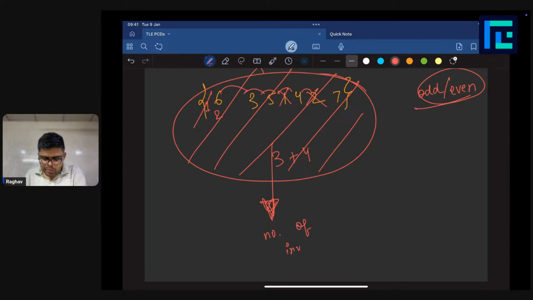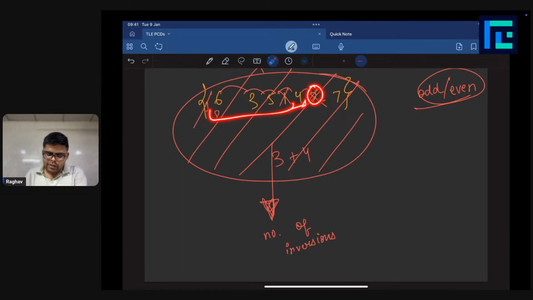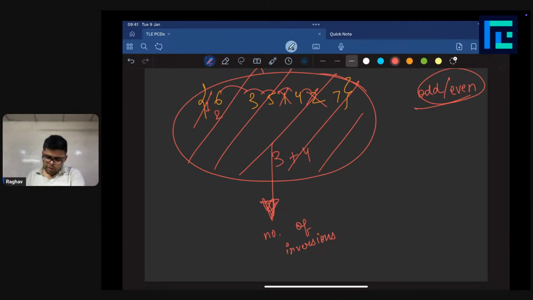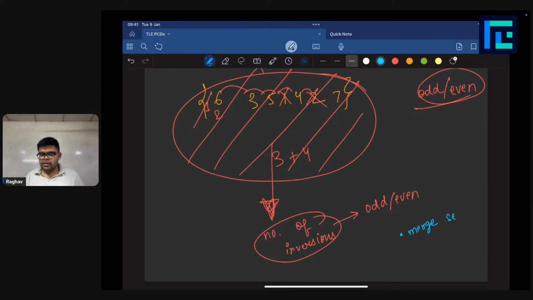I'm only counting the number of inversions here. For every element, I'm asking how many elements greater than this number are there before this number. So it is nothing but the number of inversions in the array. You can just check whether this thing is odd or even. And for finding out the number of inversions, one possible way to do it is using merge sort, as someone was saying in the comment section. This is going to be the fastest way.